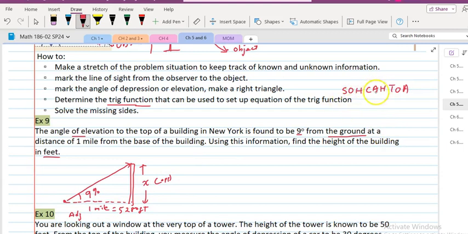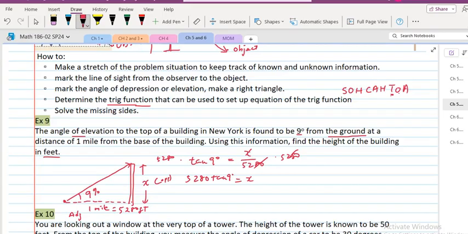So what function should I use? O and A is tangent, right? So we would say tangent 9 degree, tangent of that degree should equal O, which is x, over 5,280. Okay, now this is the equation. We want to solve for x. x would equal 5,280 times tangent 9 degree. Why? Because I multiply both sides by 5,280 to cancel it, right? So this cancels and I have x on this side. So all you need to do is to put in the calculator 5,280 times tangent 9.